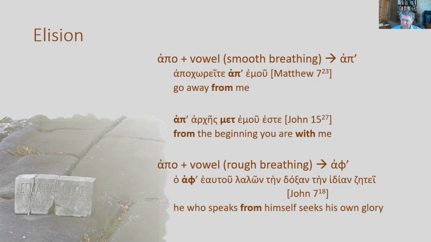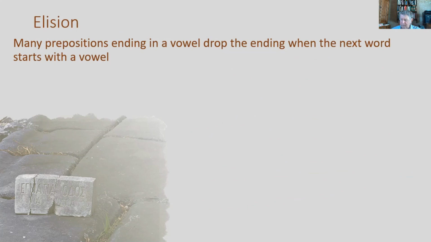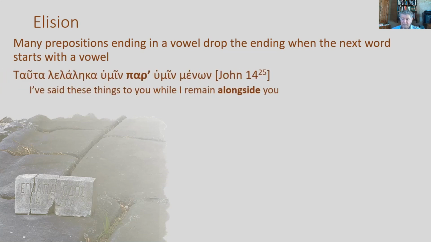So we find that of all the prepositions, or nearly all the prepositions, we get this elision happening. And many prepositions that end in a vowel drop the ending when the next word starts with a vowel. So let me give you yet another example. The preposition is para. So tauta lelaleka humin parumin menon. I've said these things to you. Tauta lelaleka humin. I've said these things to you.